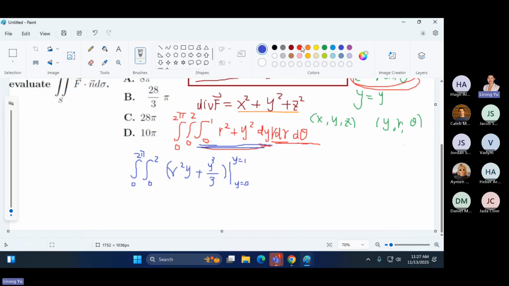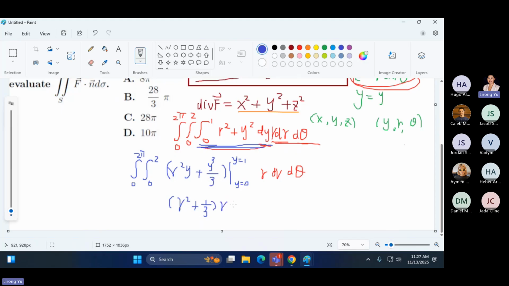On the whole side, you still have the rest of the calculation, r d theta. We don't have to do it until the inner layer is done. Once the inner layer is done, the y equal to 1 will replace all the y value in the formula. So if we finish the inner layer, we're getting r squared plus 1 over 3, minus the lower limit with y equal to 0. So that's what we have.